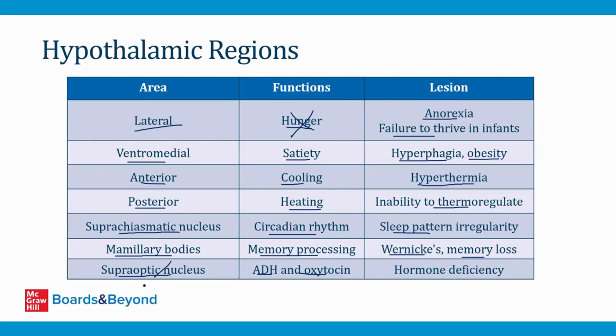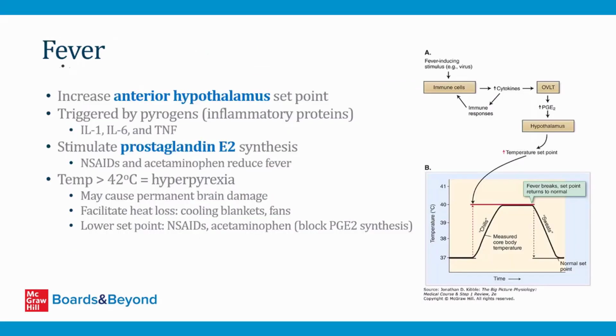And so if you have a defect of the supraoptic nucleus, what you will get is a hormone deficiency syndrome, a syndrome related to loss of either ADH or oxytocin or both. Okay, let's talk about fever.